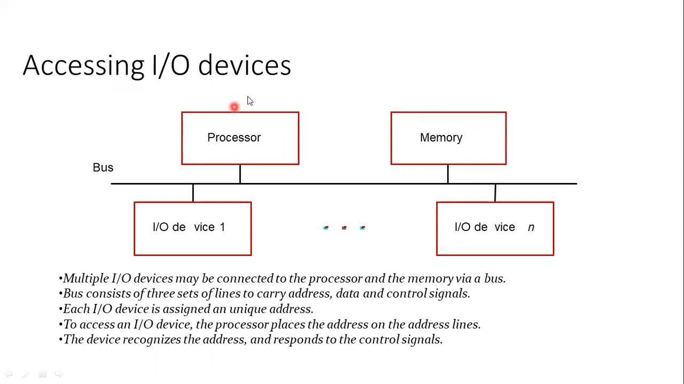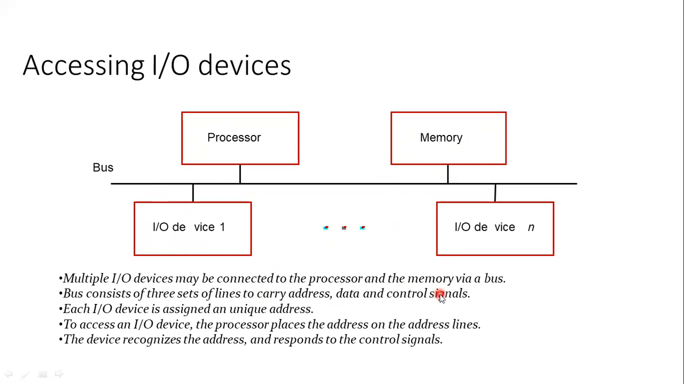Accessing IO devices. This is the processor. This is the memory over here. When the processor wants to read or write into the memory, it takes the help of the bus. This is IO device 1, up to IO device N. So multiple IO devices may be connected to the processor and memory via a bus. This is called the system bus. The bus consists of three sets of lines to carry address, data, and control signals.